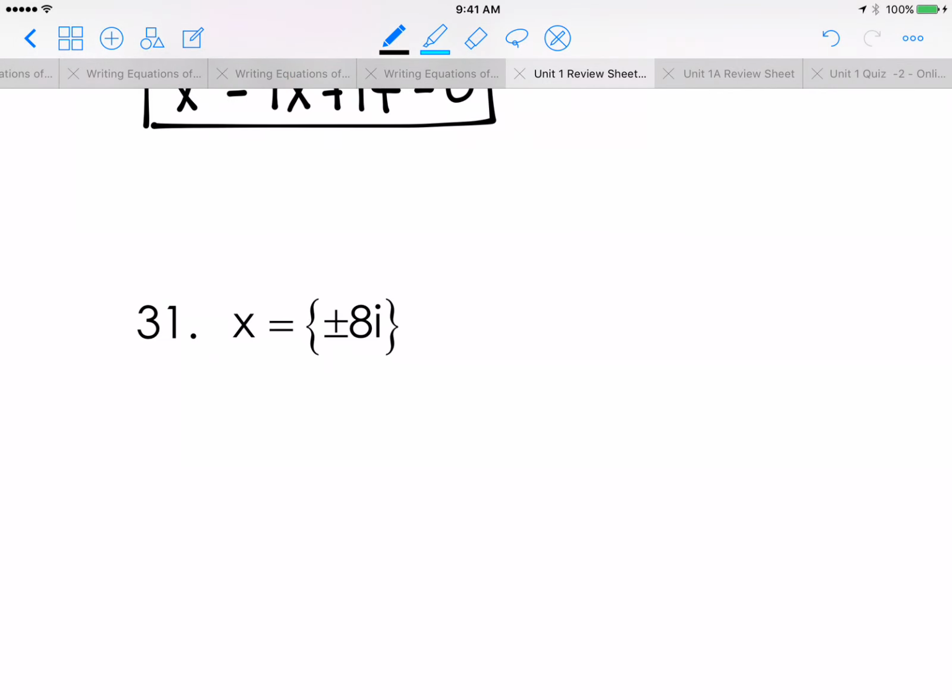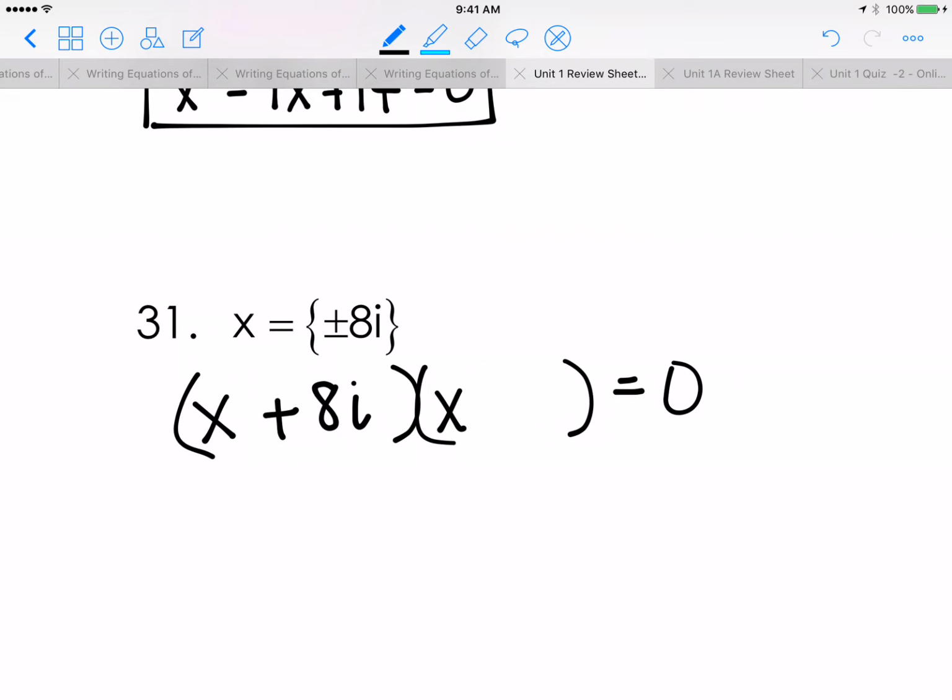Okay, 2 more quickly. Now this is the Algebra 2 part. These are where it has the i's in it. So again, we have our binomial squared, our binomial times a binomial. And we're going to have a plus 8i, and we're going to have a minus 8i. Remember, imaginary numbers come in pairs. So now we FOIL.